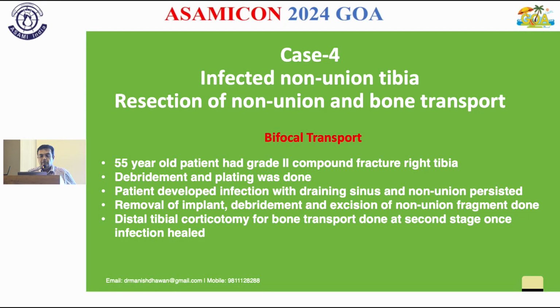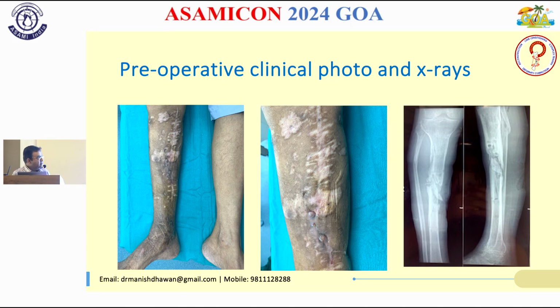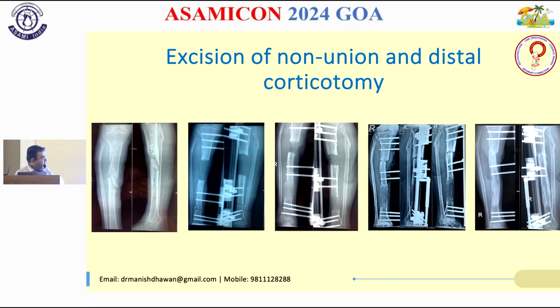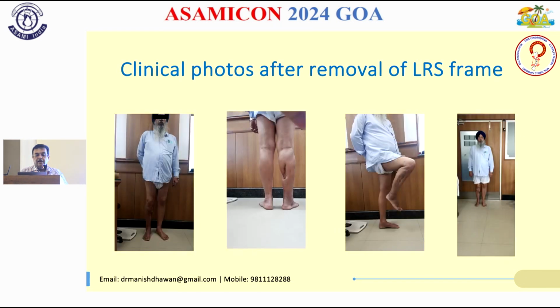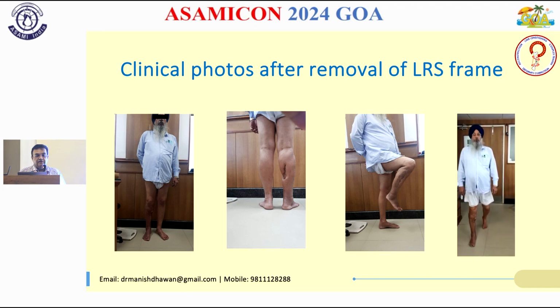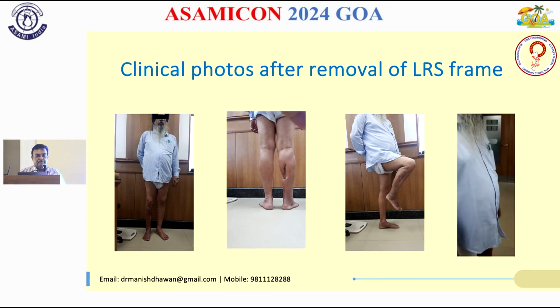Now, this is a 55-year-old patient who had a grade 2 compound fracture of the right tibia. Debridement and plating was done. The patient developed infection and a draining sinus, and non-union persisted. Removal of implant, debridement, excision of the non-union fragment, and distal tibial corticotomy were done. This is the situation, multiple scars. This is the whole situation, infected. All the muck, the sequestrum, everything was removed and debrided, and we did the transport. The patient with the LRS frame walks perfectly, full weight bearing. You see his walk. This is after removal.